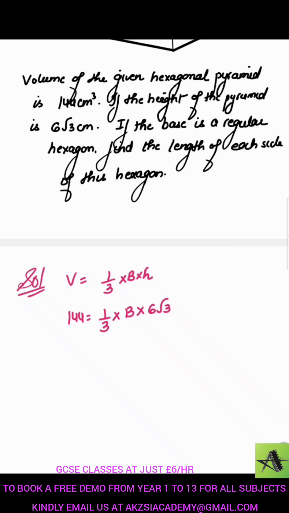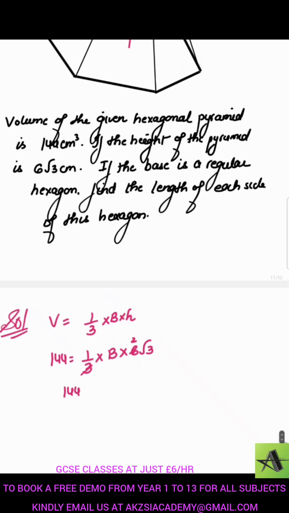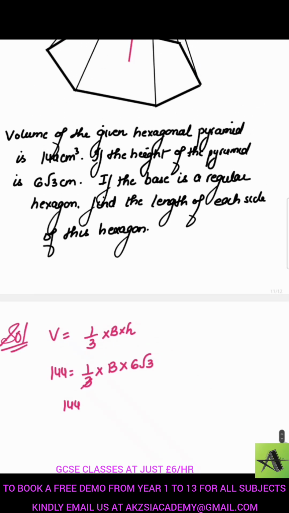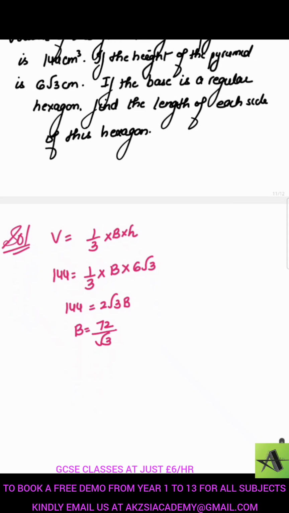is 6 root 3. From here, I can say 144 equals, and I can cancel out this one, so I'll get 2 root 3 B. And from here, B would be 72 over root 3. I have divided both the sides by 2 root 3. So when I divided both the sides by 2 root 3, I got this answer. Now, base is 72 over root 3.